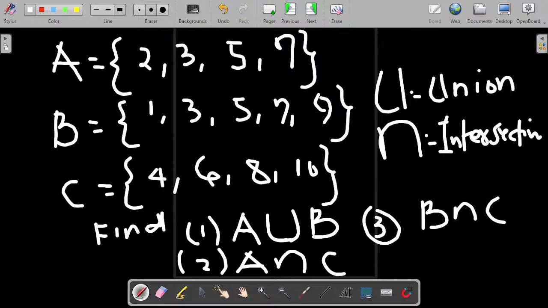But then question 2 says find A intersection C. Yes. So, a null set or an empty set. Then what about the last one? B intersection C.